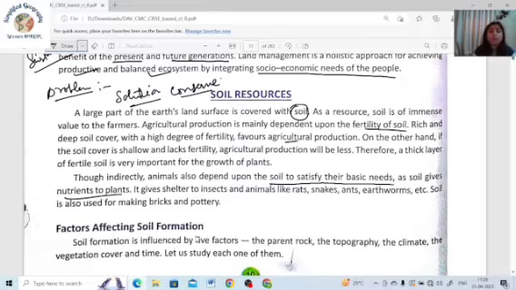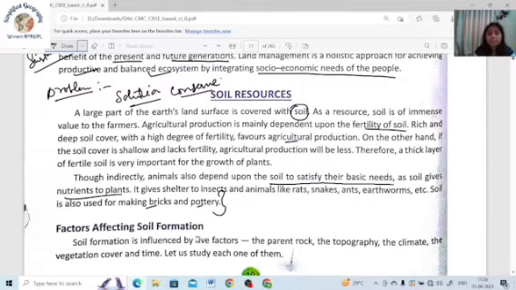Soil is also used for making bricks and pottery, so this industry is also based on soil. Agro-based industry is also based on soil. So we have learned up to this regarding soil, what the different uses of soil are and why we should protect it. Now let us come to the process of soil formation.